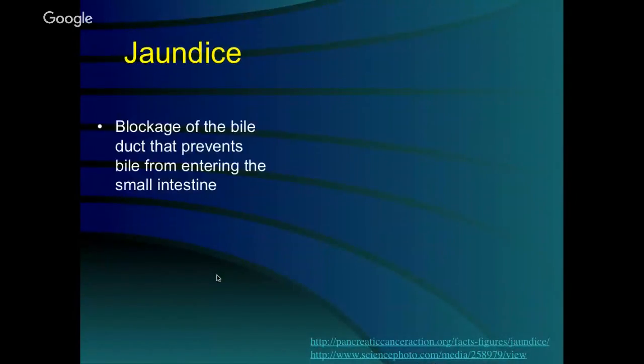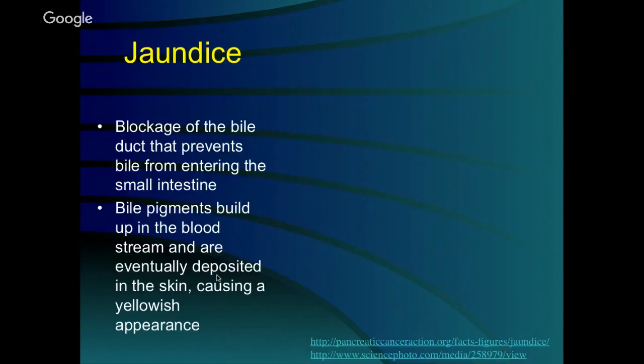Now, jaundice is a condition that can occur during hepatitis, but it can also occur during other situations where the bile duct that allows bile to enter the small intestine from the gallbladder and liver becomes blocked. And so bile pigments begin to build up in the bloodstream, which are eventually deposited in the under layers of the skin, making you look a little bit yellow.